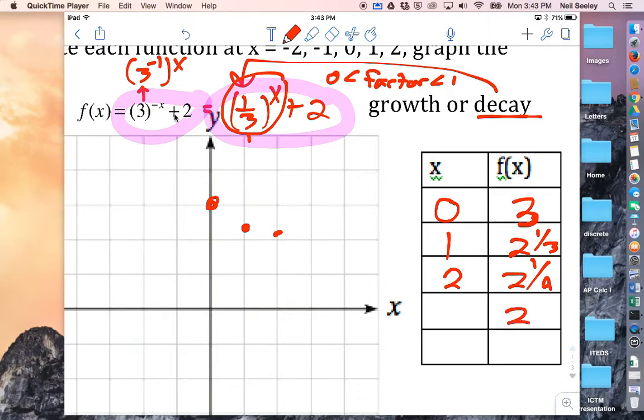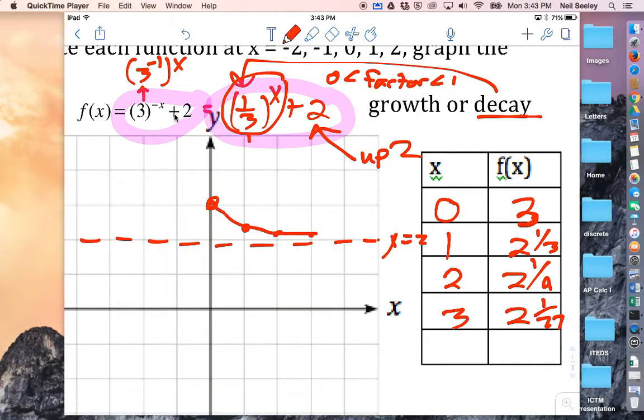So if you think the next one would be 1 over 1/3 to the 3rd power, which is 1/27th, you put in 3, it just gets closer and closer to something. And we all know, if we've looked at our transformations, this exponential graph is up 2, which means my horizontal asymptote went from being y equals 0 to being y equals 2. And that's really important to know because that's where my graph will snuggle up against.